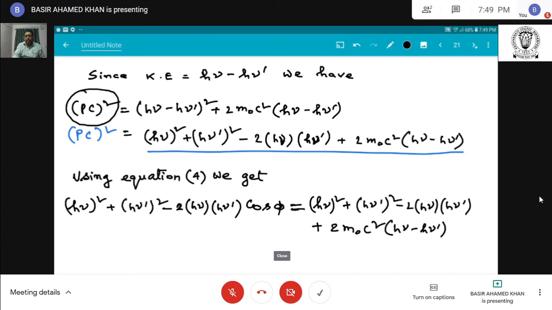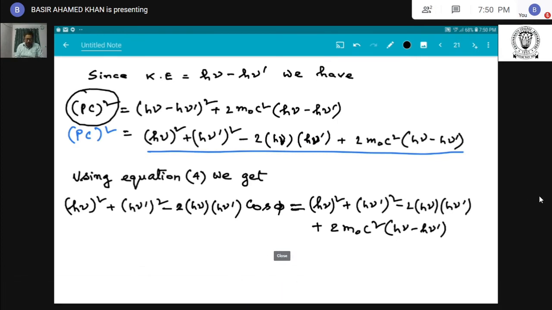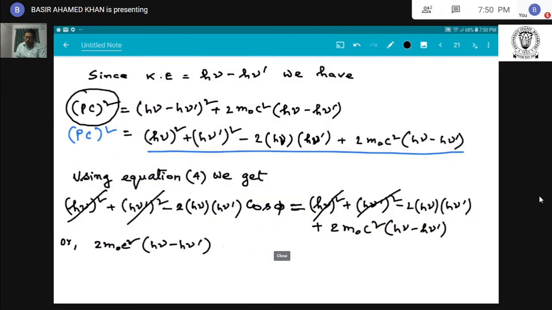That means the rest is 2 m0 c square (h nu minus h nu prime) equal to 2 h nu into h nu prime (1 minus cos phi).